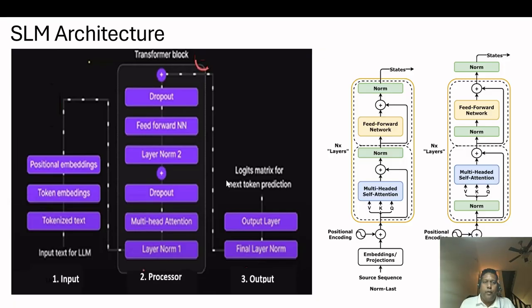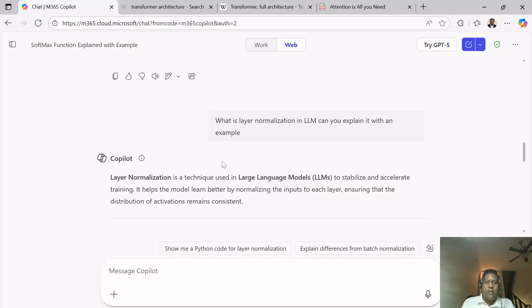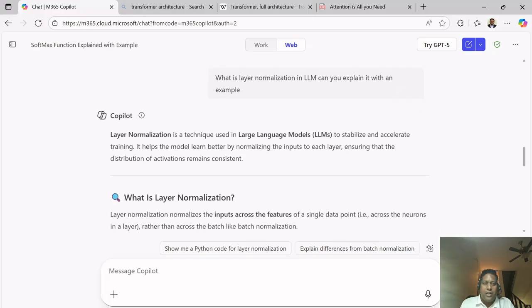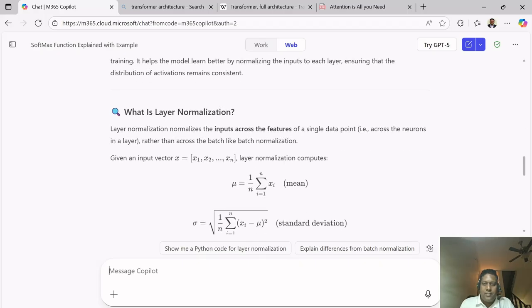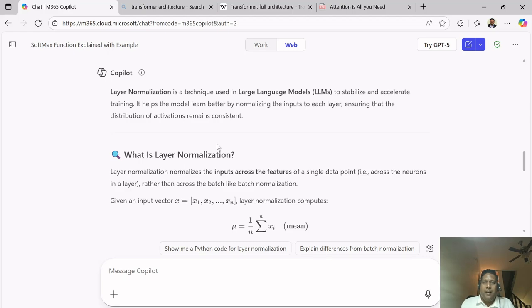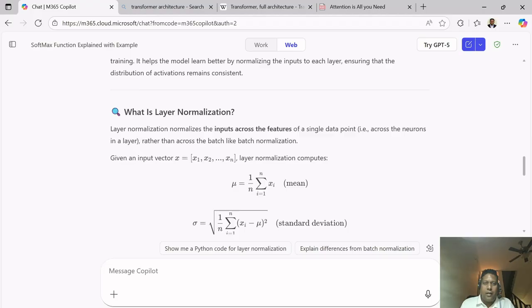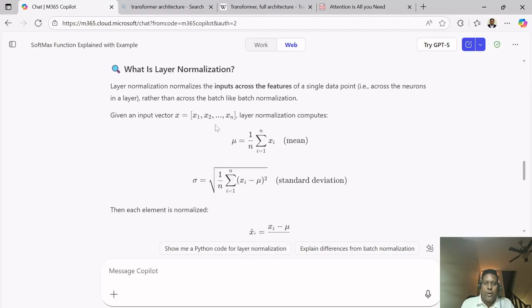So you must be thinking, what is this layer normalization? I went to our friend Copilot to understand if it can explain with an example how layer normalization is used. A lot of times it explains this concept very beautifully. It says it's a technique used to stabilize and accelerate training, and what is more interesting is how intuitively you can understand it as you read further down.